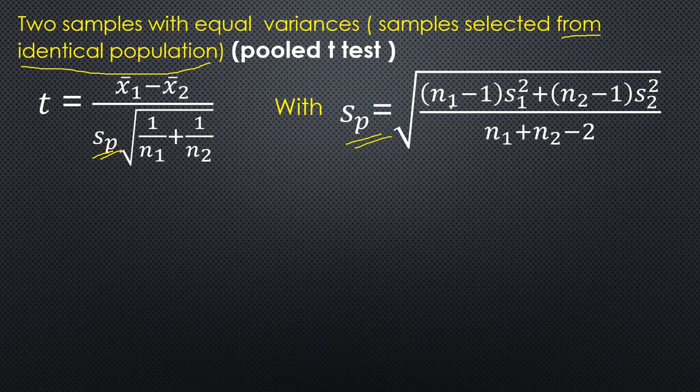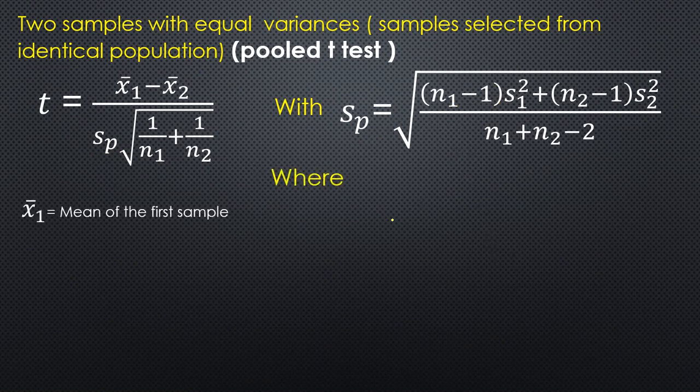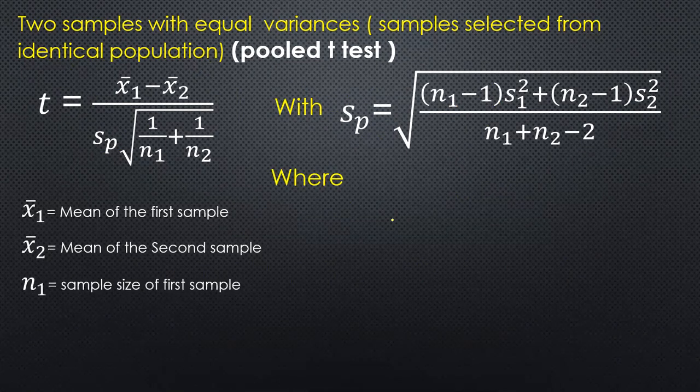If you don't have much memory power here, I'm going to give you one shortcut for how to remember this formula. We are going to write this formula in some other format so that you can use it for the particular sum. Now, let's see what all these terms are. What is x1 bar? X1 bar is the mean of the first sample. What is x2 bar? X2 bar is the mean of the second sample. What is n1? The sample size of the first sample.